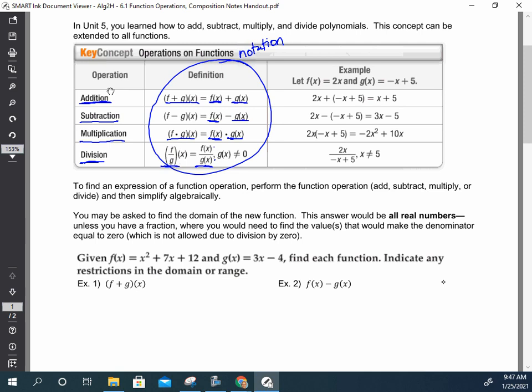Now what will be a little bit brand new is the idea of finding the domain after you add, or after you subtract, or after you multiply. This answer is pretty simple. It's all real numbers unless you have a fraction. If you have a fraction, remember you can't divide by 0. So you've got to find out what will make the denominator equal to 0, and you eliminate that from the domain. It's not as hard as it sounds. One of our examples is a division example, so you'll see how that works.